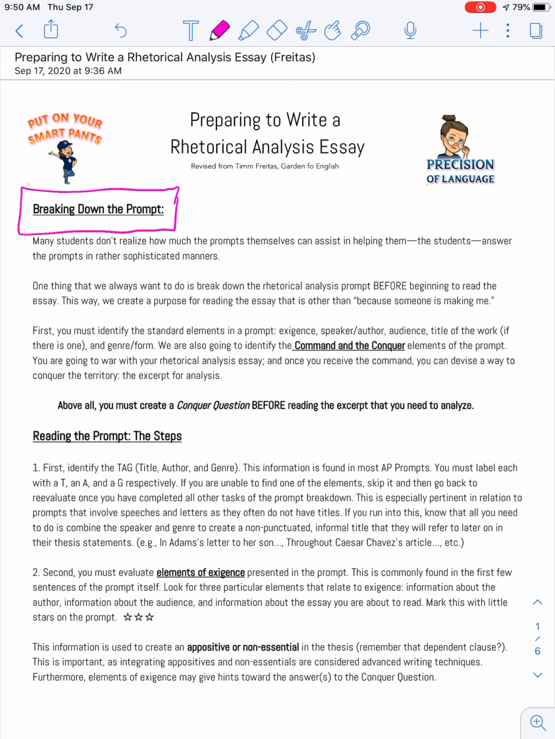Okay, so we're always looking for, of course, the elements of Space Cat, right? We're looking at the speaker and the audience and the exigence and all of that wonderful stuff. But I'm also going to ask that we do something called the command and conquer. And this is going to make sense to you as we go through this document. The whole idea is we need to know what to do and we need to know how to attack it, right? So before even reading anything, it is so important that we analyze this prompt.